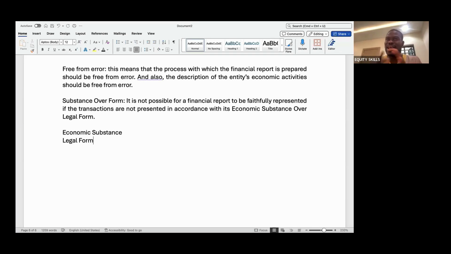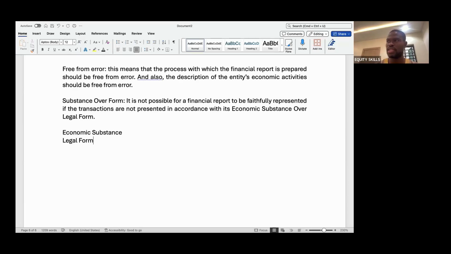Legally. So in that case, the legal form supports and agrees with the economic substance. That's fine. No problem. But when you have situations where economic substance and legal form do not agree, stay with the economic substance. Record your transaction based on economic substance and not legal form. I'll give you two examples that are popular that you would face in the course of this study.